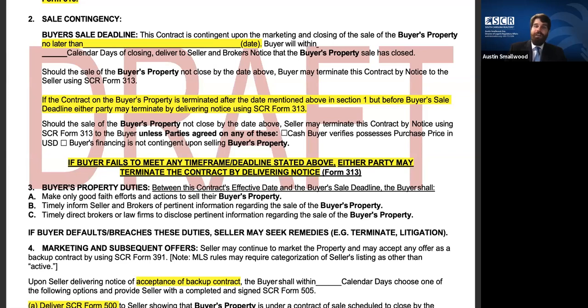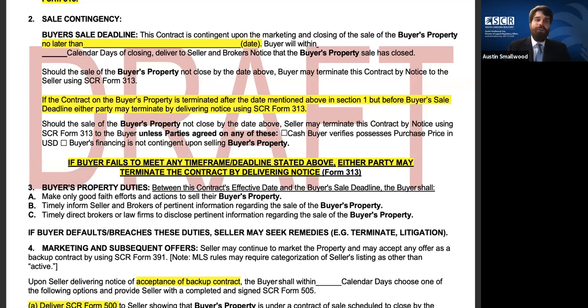So the buyer, you are going to sell your house in Ohio by a certain date. And then within so many calendar days of closing, they will deliver you notice that the property has closed. That shouldn't be a very big number. The buyer should obviously be pretty excited to share that information with you. If the buyer is not able to sell their Ohio house by the date above, then the buyer can terminate the contract by delivering notice using SCR Form 313.